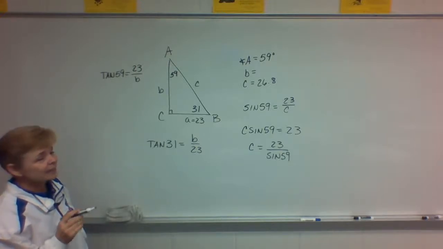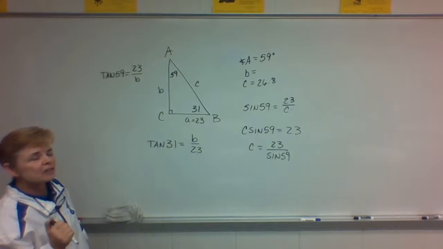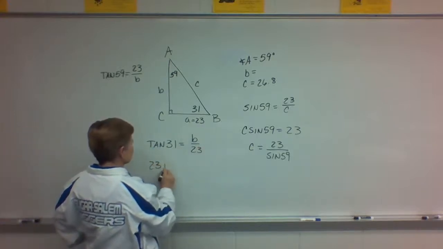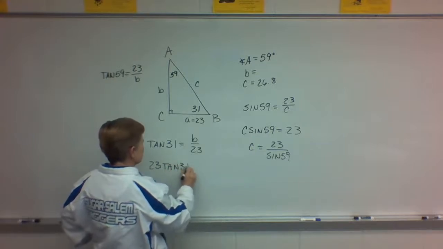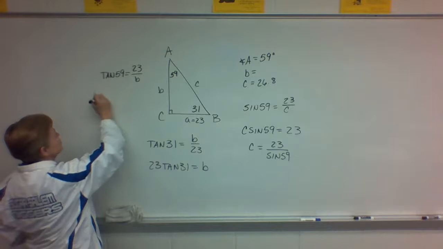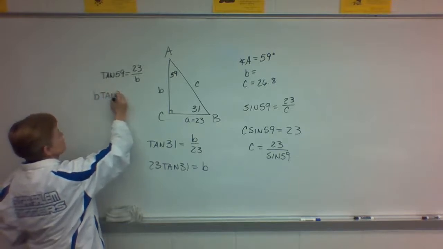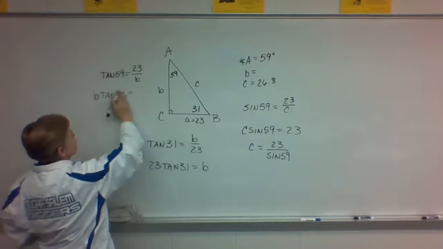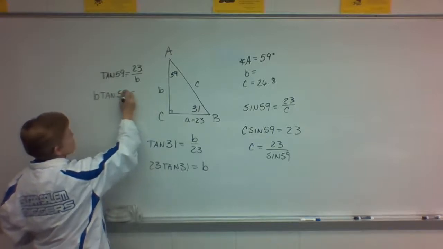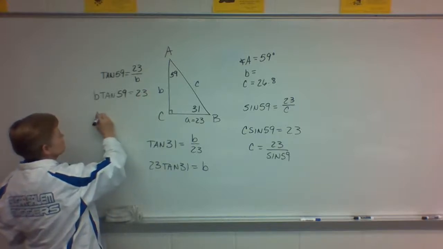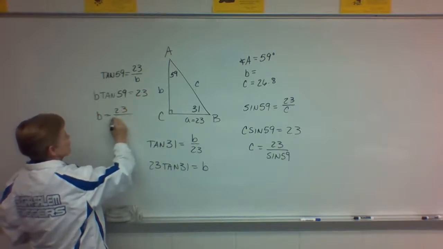Is there one that's better than the other as far as calculation goes? Not really. But there is one that's better as far as steps. Because look, if I use this one, it would be 23 tangent 31 equals B. Done. Just calculate. If I use this one, it would be B tangent 59 equals 23, and then I've got one more step. B would equal 23 over the tangent of 59.